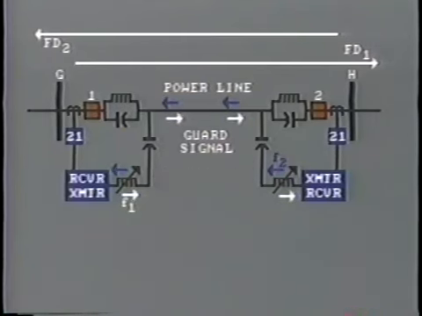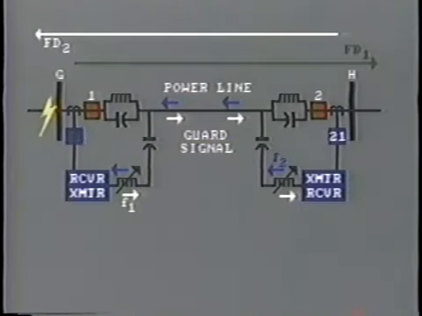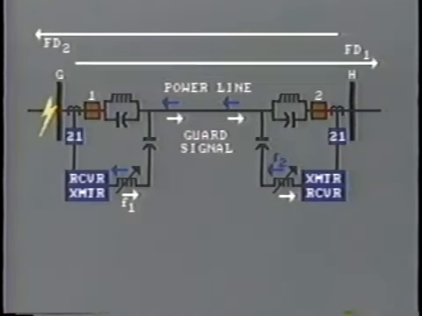Now let's look at the case where a fault occurs on bus G. The fault is close in but upstream to the breaker number 1. The fault detector, which is a directional distance relay, will not operate for this fault upstream. So the transmitter at station G continues to send its blocking signal to station H.